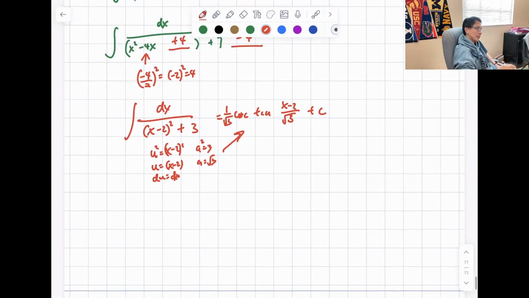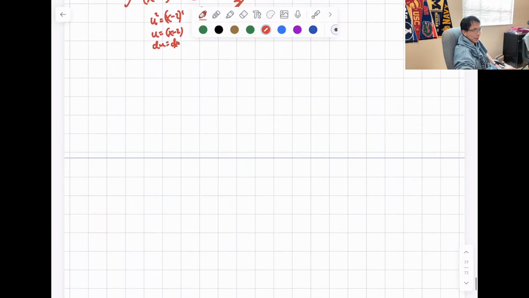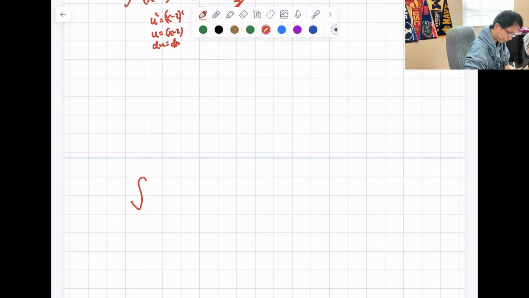So I'm going to ask you a question, but this is going to be a definite integral. We've never given you a definite integral before, so we're going to give you one.